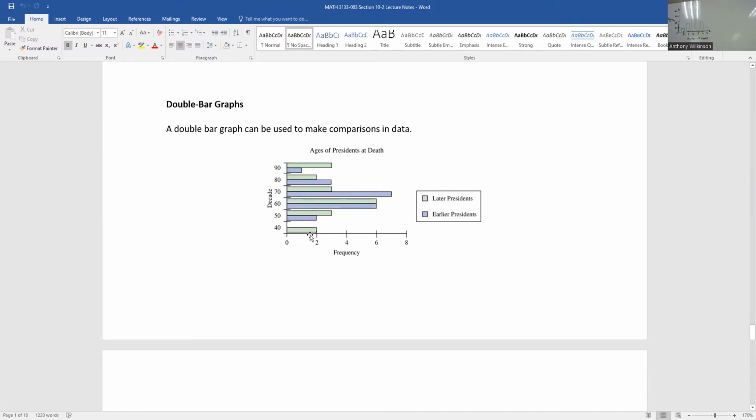Now, I'm not sure what they define as later presidents and what they define as earlier presidents by year, but this is what a double bar graph will look like. You can pretty much see the frequency. It can be on the horizontal axis if you like, and the decade can be on the vertical axis. Okay. Any questions about a double bar graph, what it looks like?